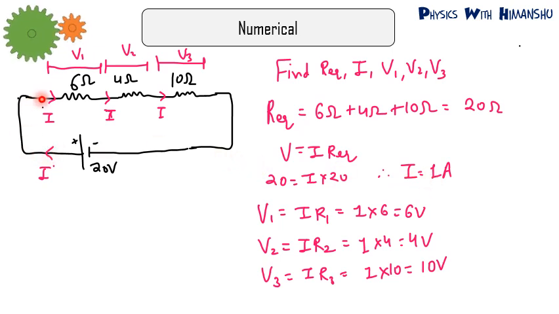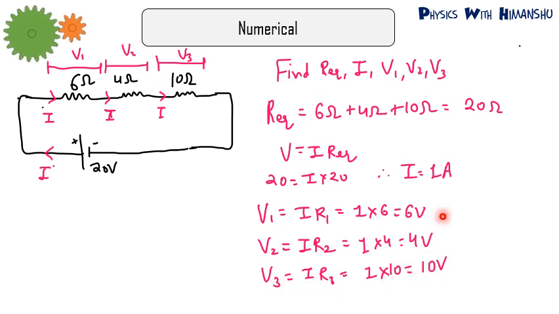This 1 ampere will enter the 6 ohm and exit from the 6 ohm. Again 1 ampere will enter the 4 ohm and exit from the 4 ohm. Again 1 ampere will enter the 10 ohm and exit from the 10 ohm. So the potential drop in the first will be I into R1. Current is 1, resistance is 6, so 6 volt. The potential drop in the second will be I into R2, so 1 into 4, that is 4 volt. And the potential drop in the third resistor will be I into R3, that is 1 into 10, that is 10 volt.